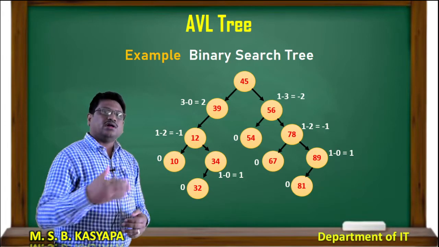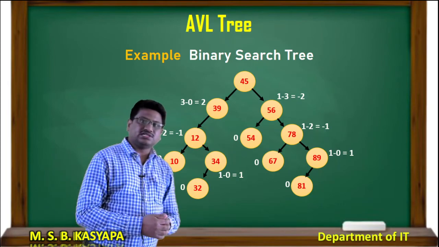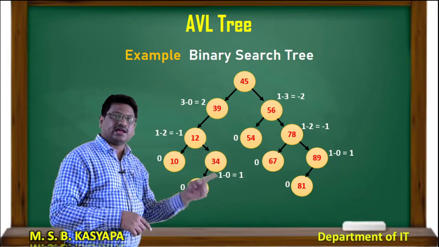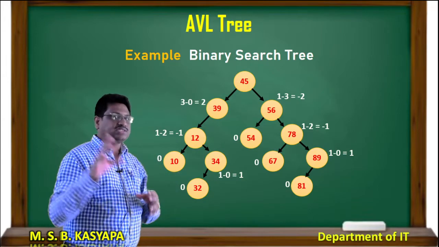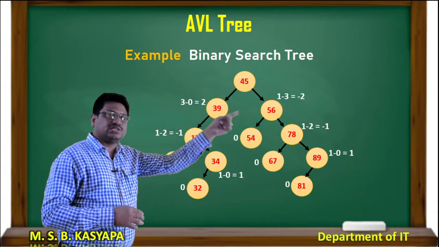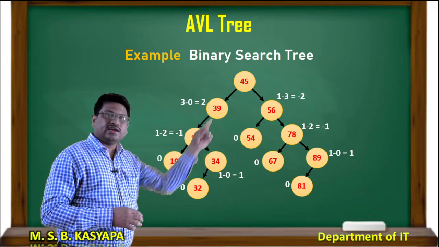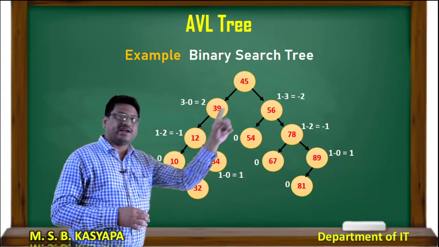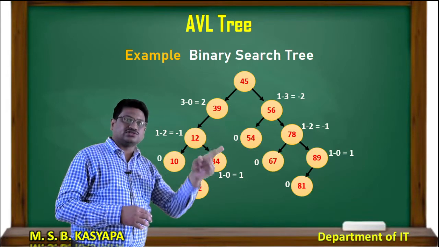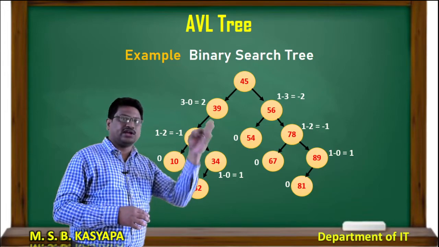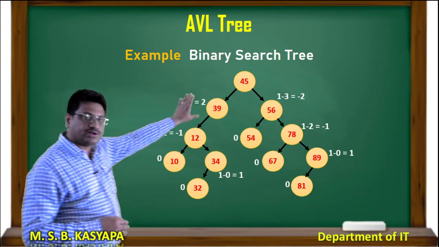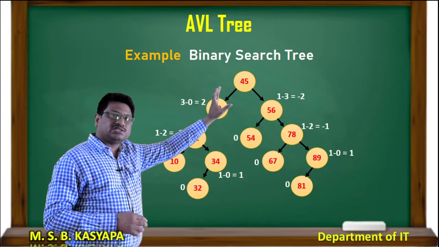Okay. Now I am moving to 56. Same thing: 56 to 78 is 1, 78 to 89, 89 to 81. So on the right side, the height is 3. On the left side, 56 has only one child, so the height is 1. So 1 minus 3 equals minus 2. So here, 3 minus 0 equals 3, and 1 minus 3 equals minus 2.